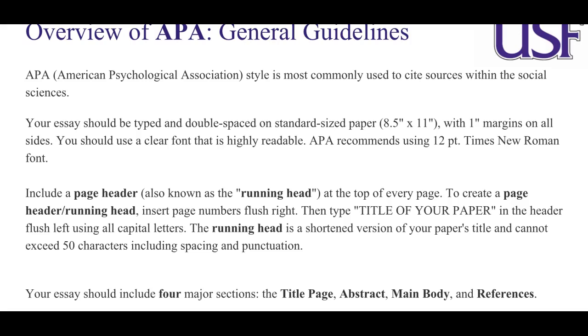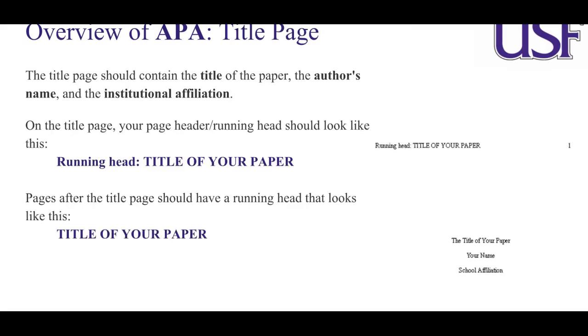There are 4 major sections to APA, and they include a title page, which is different than MLA, an abstract, which is different than MLA, and then a main body and references, which are very similar to MLA. So let's begin with the title page.